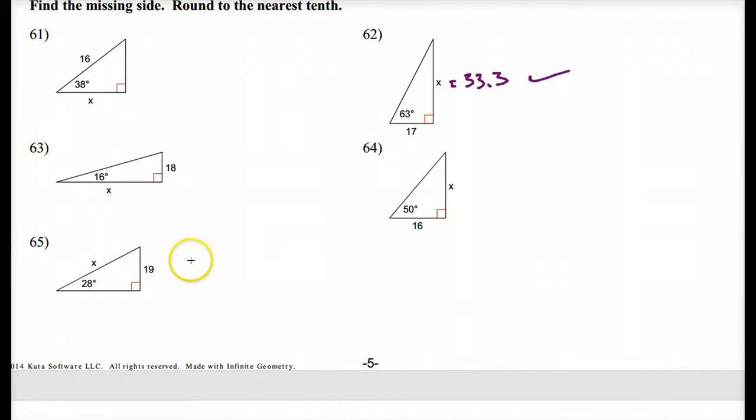Okay, the last one to go over, and then we'll wrap it up with that, was number 65. Over here, we found that cosine of 28 degrees was the piece we were looking at, except it was 19 divided by that equaled x. So I got to do divided by that. Let's see what that does for me in the calculator.